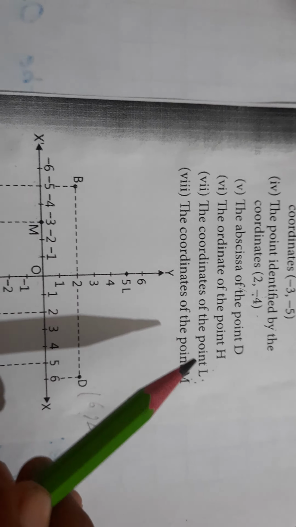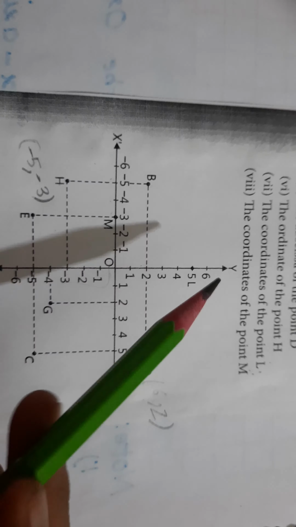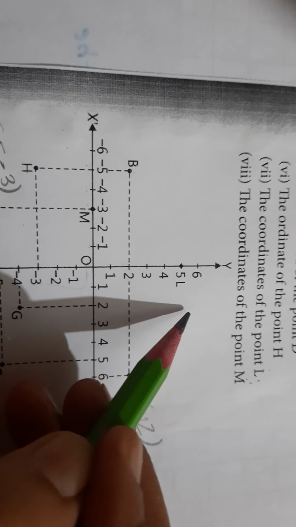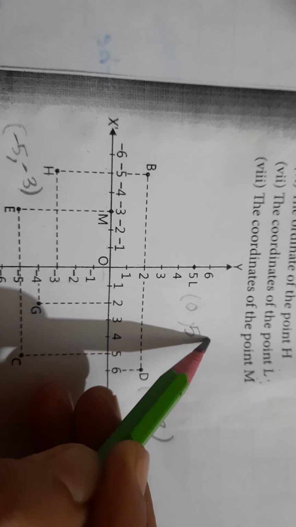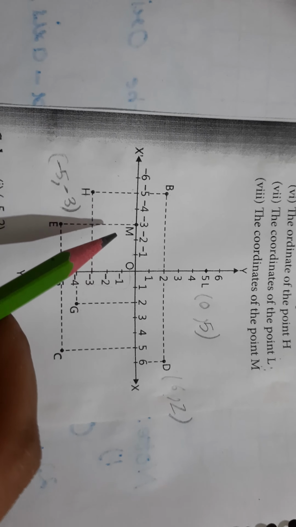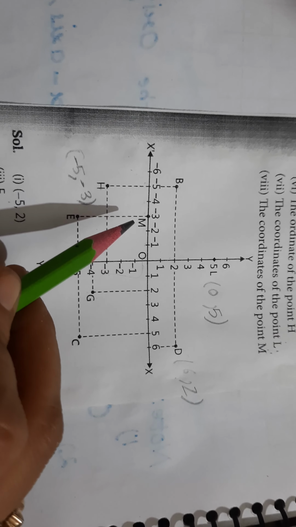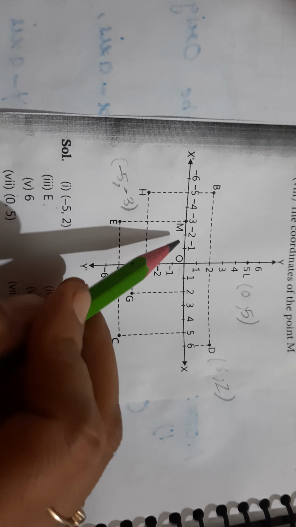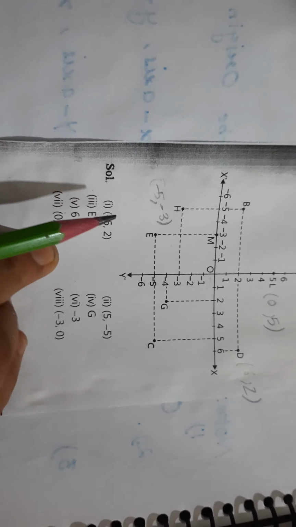The next is the coordinates of point L. L is here. It is lying on the y-axis and we know that on the y-axis the value of x is always 0. So its x coordinate is 0, right? And y is 1, 2, 3, 4, 5. So its coordinates will be 0, 5. The next is the coordinates of point M. This is your M. It is lying on the x-axis and we know that on the x-axis the y coordinate is always 0. So x is -1, -2, -3. So this is -3 and it is on the x-axis, so the y coordinate will be 0.